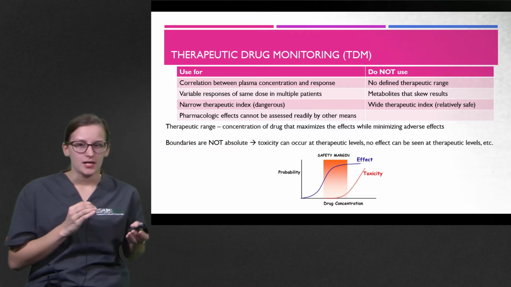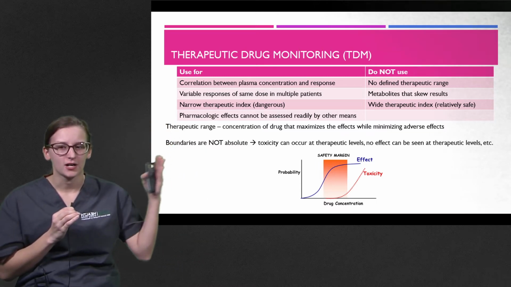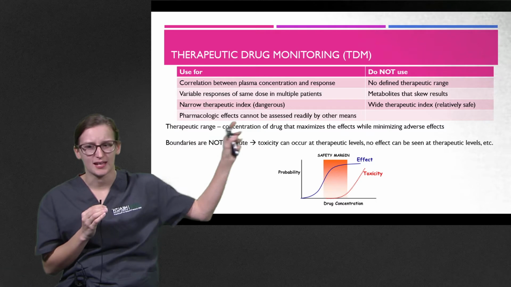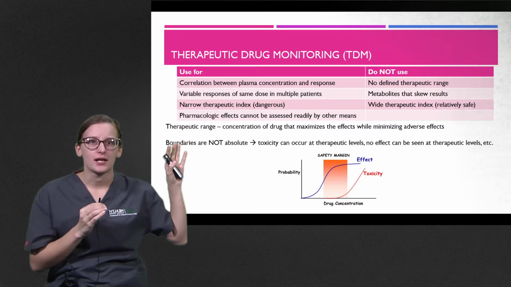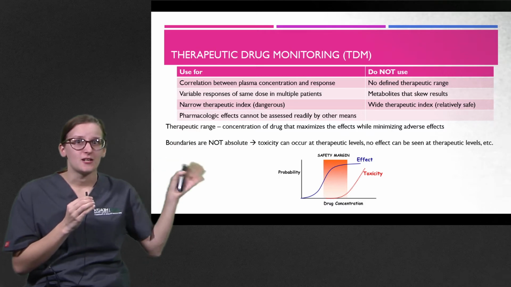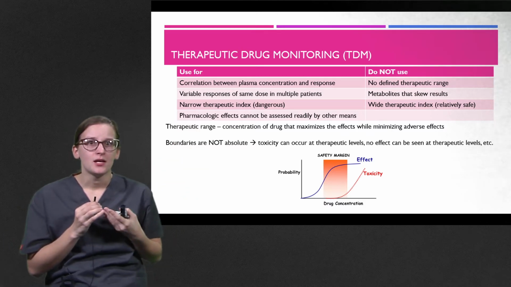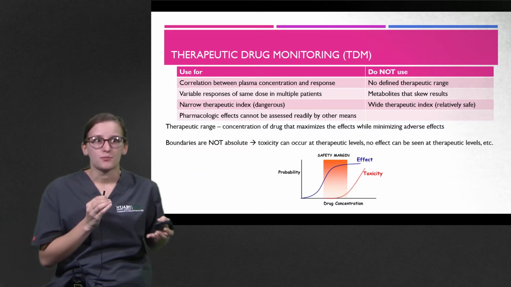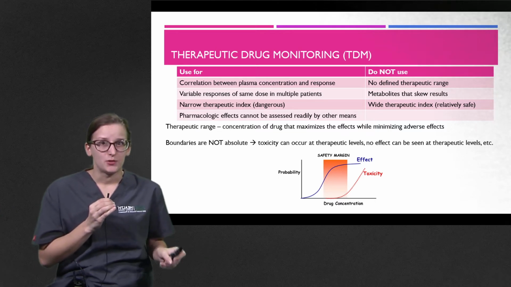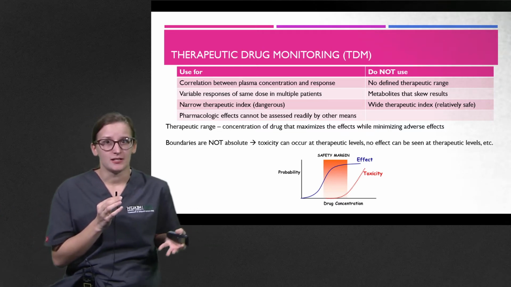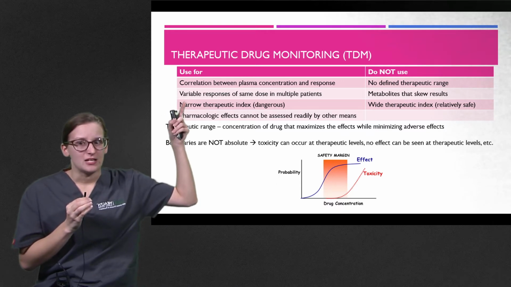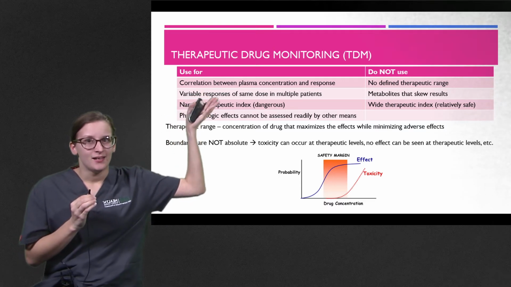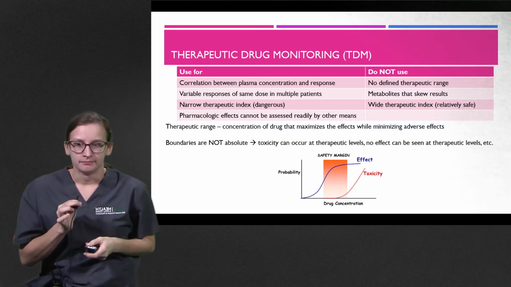It's also good if we have variable responses at the same dose in multiple patients. And I don't mean that is like a good thing. I just mean therapeutic drug monitoring is great for making individual regimens for patients. So maybe we know the range that it works, but every time we administer the same dose to different people, they get different concentrations. So we want to make it individualized to the patient so that we can get them into that optimized plasma concentration.